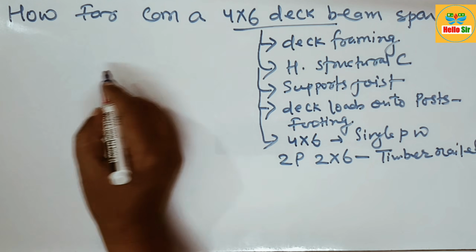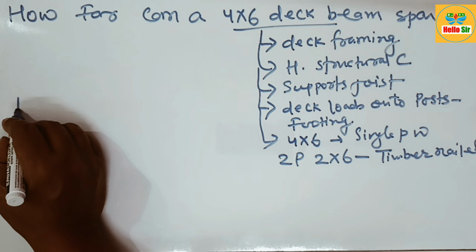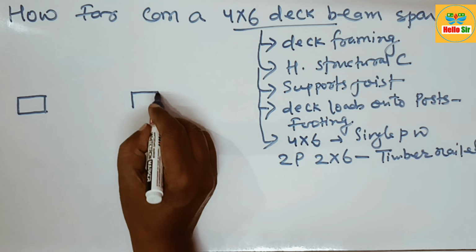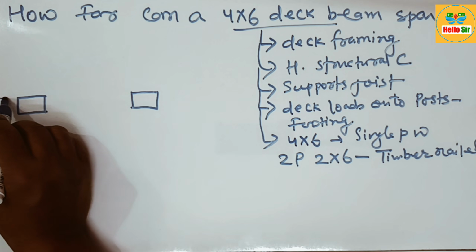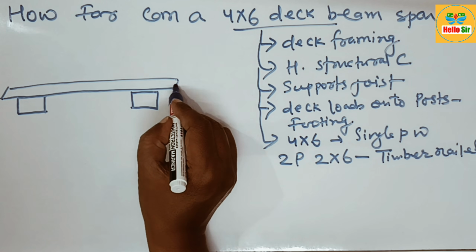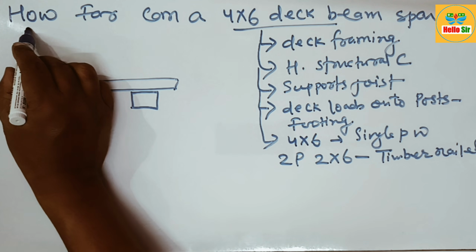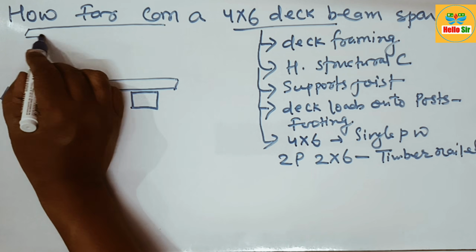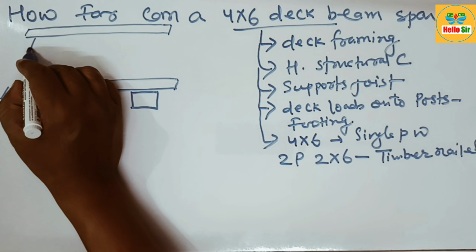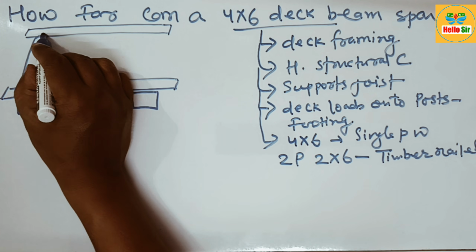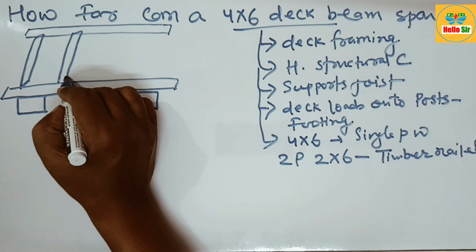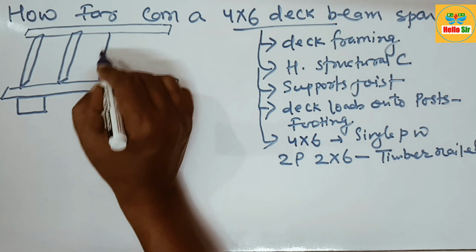First, understand deck framing. Suppose this is the post, and this is the deck beam. This is a rough diagram. This is another deck board, and the joists which run perpendicular to the deck beam. This is the joist, which is spaced 16 inches on center.